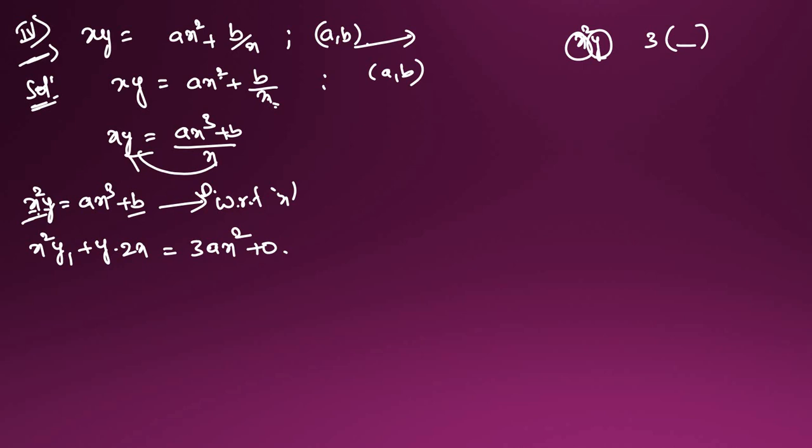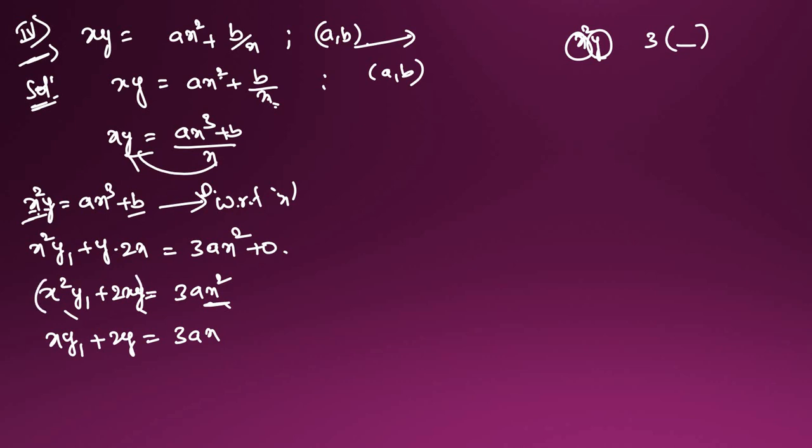After this, x square y1 plus y2 xy will come here, 2xy is equal to 3x square, 2a x square. All terms have a common x, so we'll cancel x from every term. It will become xy1 plus 2y is equal to 3ax.